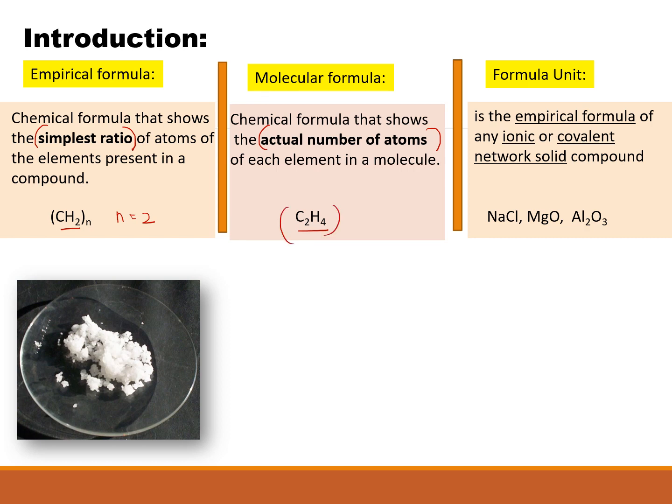But how about formula unit? Formula unit is the empirical formula for any ionic or covalent network solid. Ionic can be NaCl, MgO, Al2O3. Covalent network solid is more for silicon oxide.